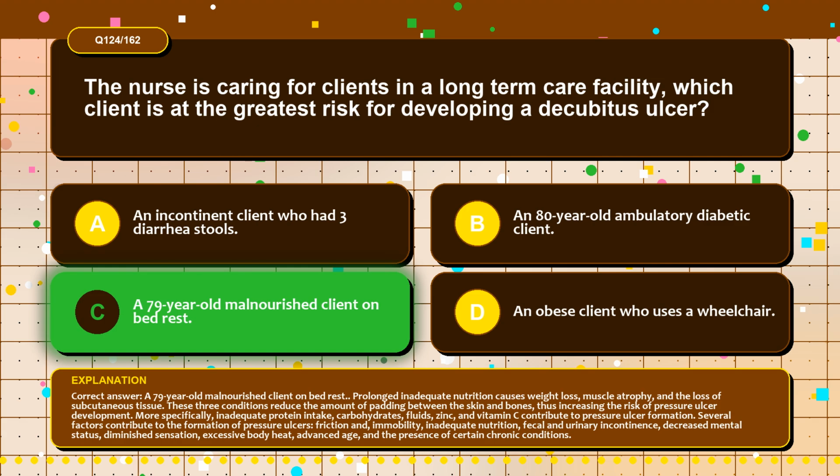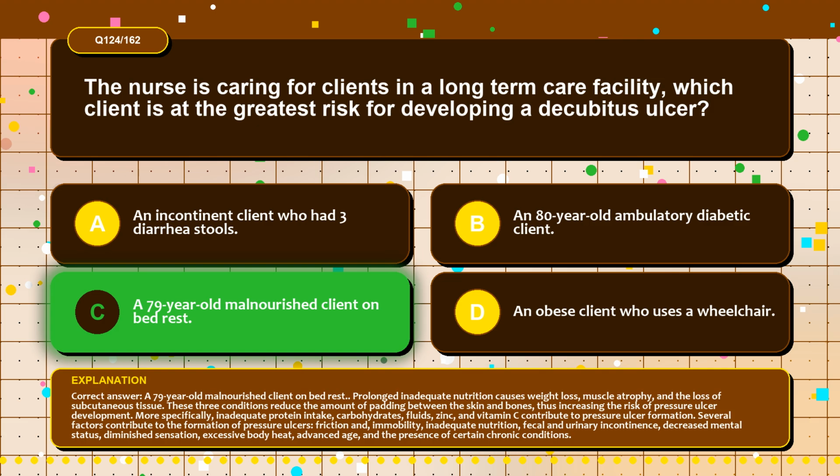Prolonged inadequate nutrition causes weight loss, muscle atrophy, and the loss of subcutaneous tissue. These three conditions reduce the amount of padding between the skin and bones, thus increasing the risk of pressure ulcer development. More specifically, inadequate protein intake, carbohydrates, fluids, zinc, and vitamin C contribute to pressure ulcer formation.